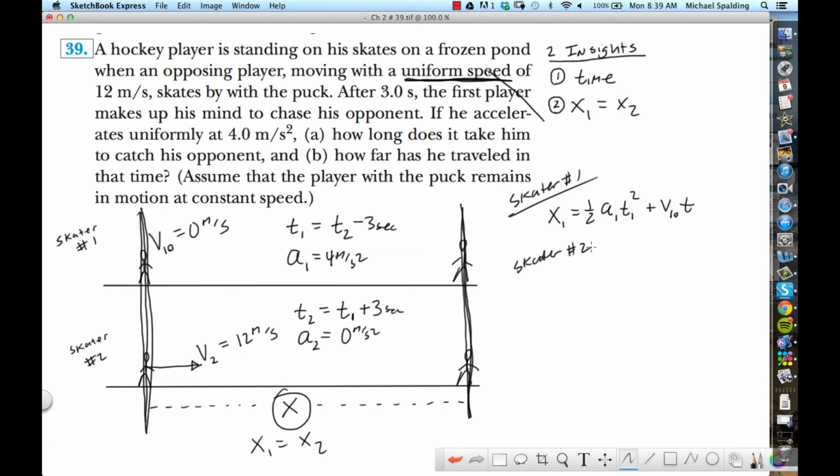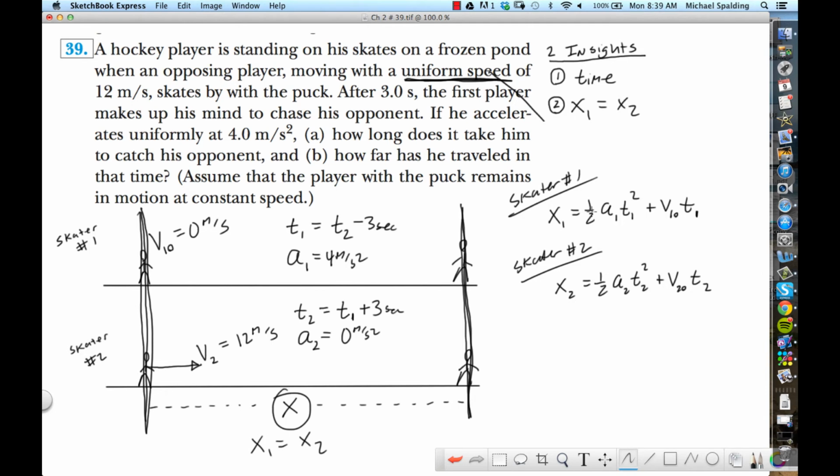I'm going to write the same equation. x2 equals 1/2 acceleration 2 t2 squared plus v2 initial t. Oh, and I should have said t1. That's t1, that's t2. So you've got to specify which t you are talking about, and which a you are talking about. Notice my subscripts here: a1, a2, t1, t2.